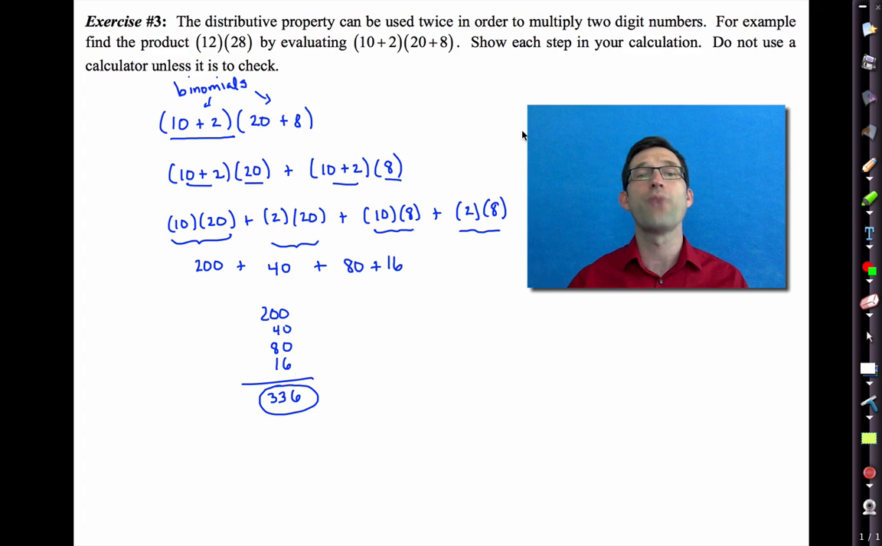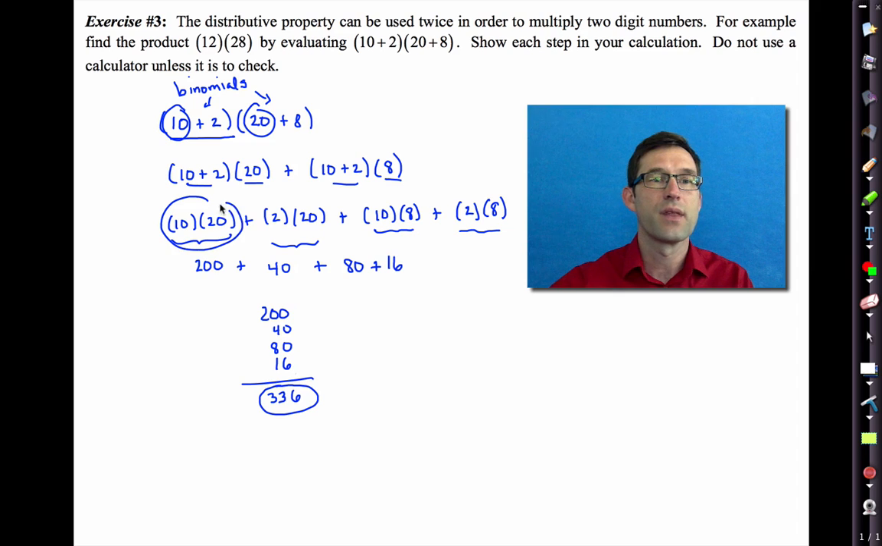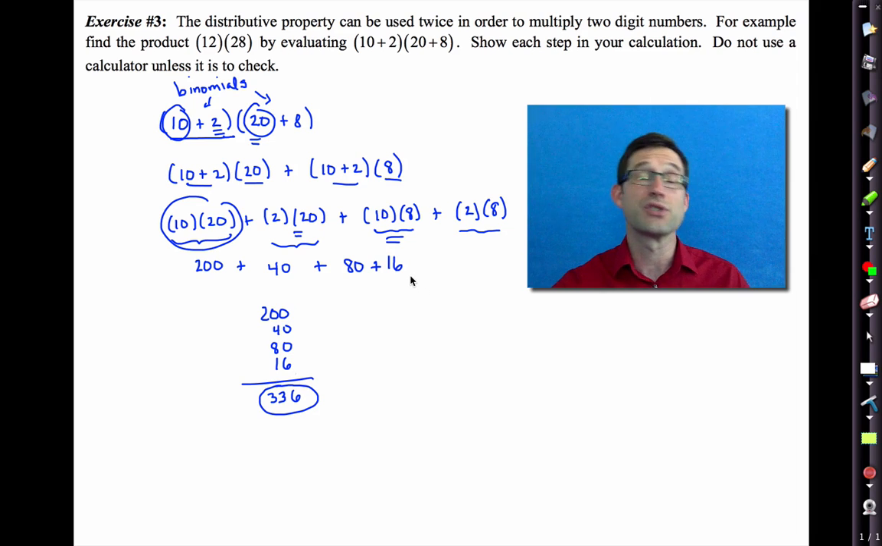Some teachers call it foiling, first, outer, inner, last, because you're multiplying the first terms together, that's this. Then you're multiplying outer terms together, that's actually this. Then you're multiplying inner terms together, those are these two. And then you're multiplying the last two terms together, which is the one I botched. Anyhow, I am going to clear out the text, so pause the video if you need to.